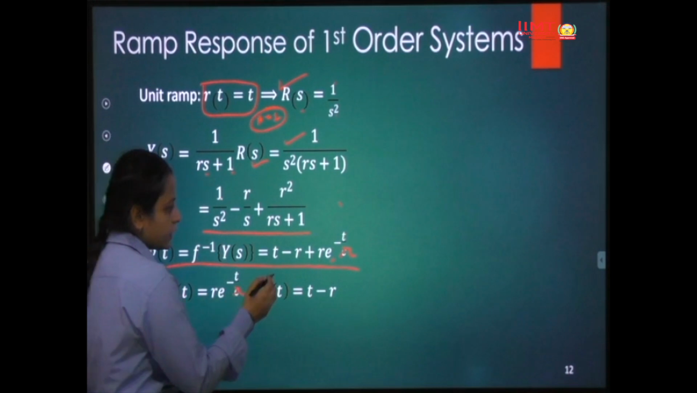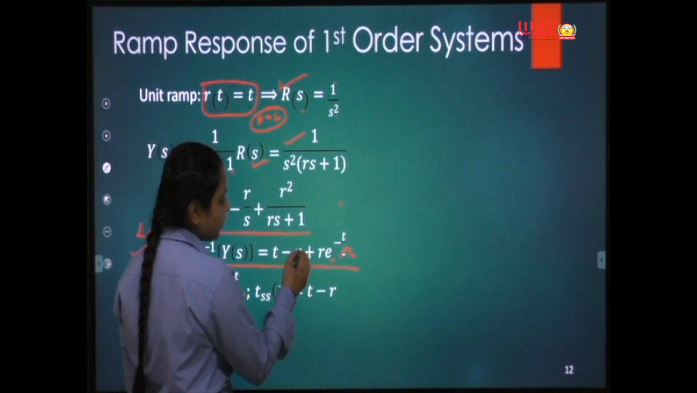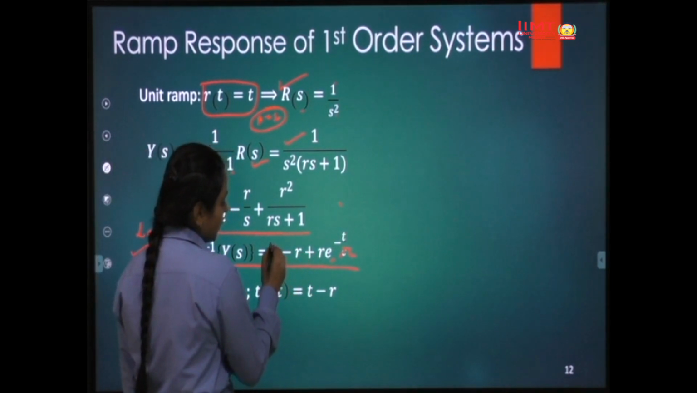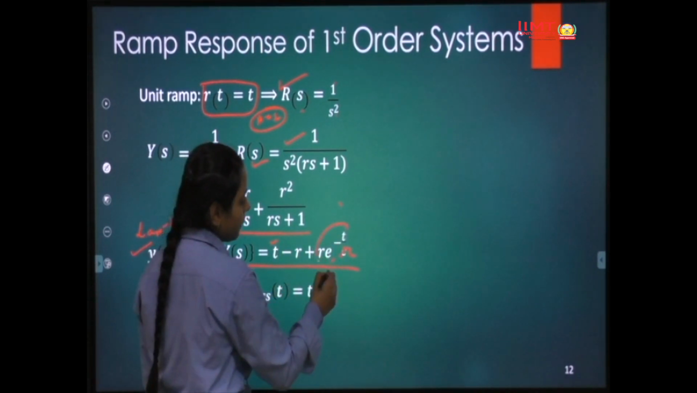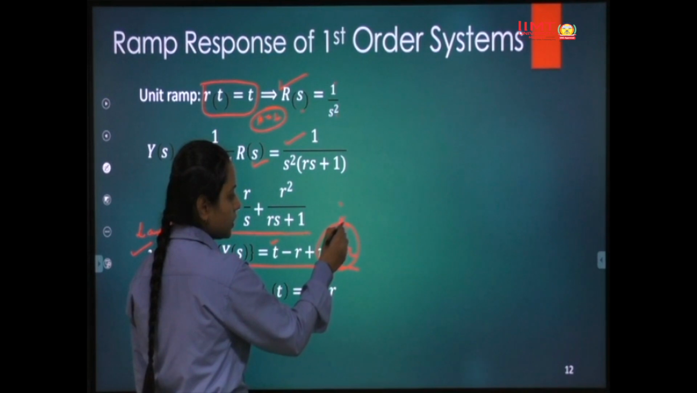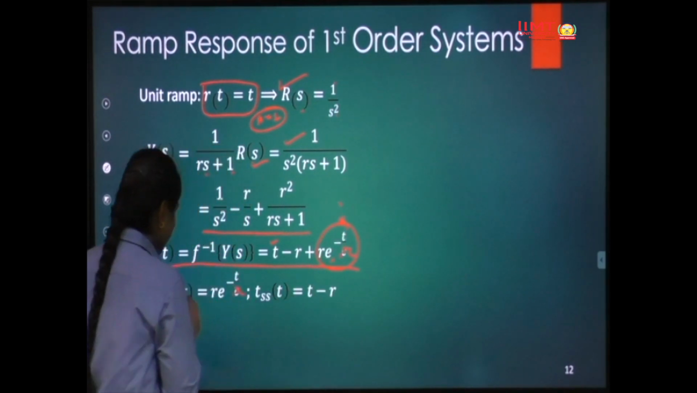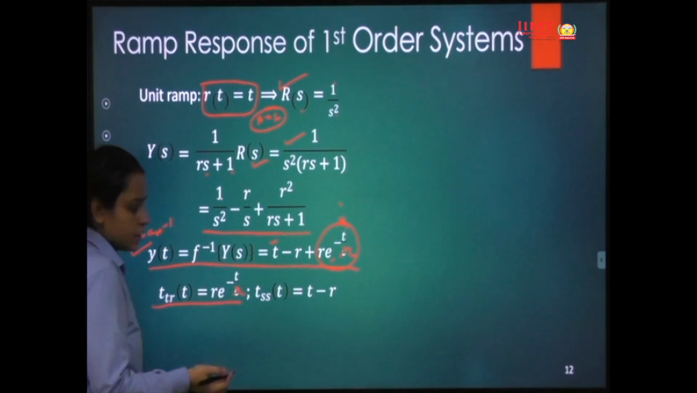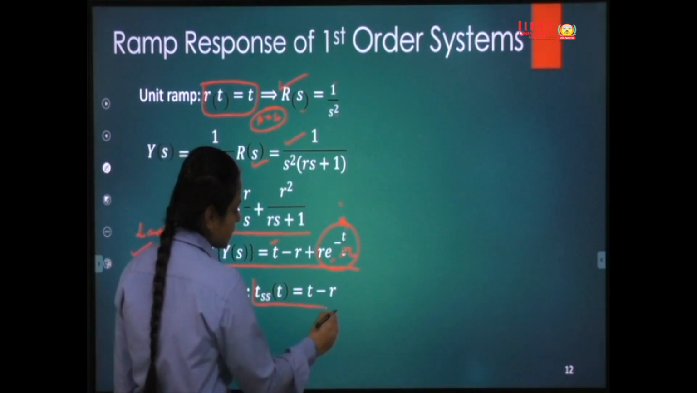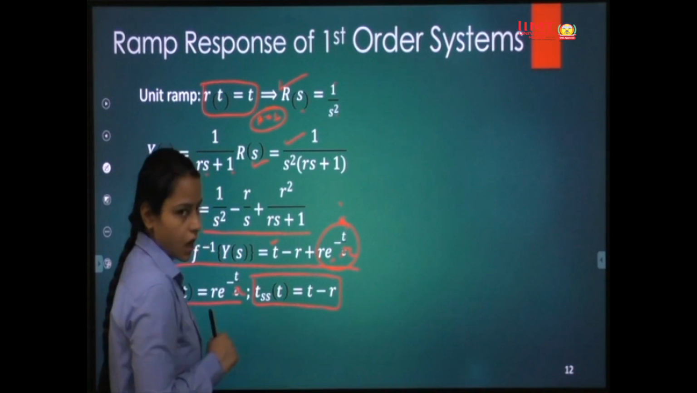So here, at t equal to infinity, this term would vanish. So this is our transient response, which would become 0 at t equal to infinity, and our steady state response would be equal to t minus R.